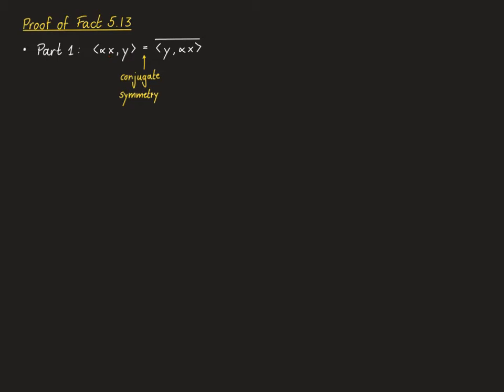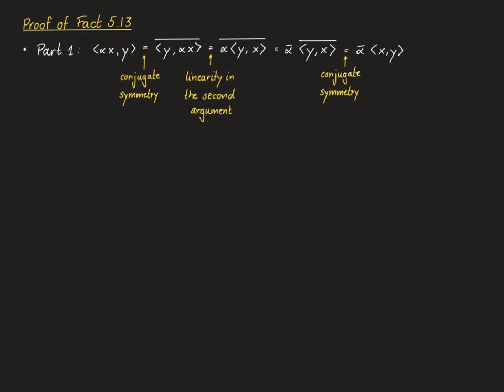and by the property of conjugate symmetry, we can write this as the complex conjugate of the inner product of the vector y with the vector alpha x. Next, we can use linearity in the second argument to pull out the scalar alpha in front of the inner product, and the complex conjugate of this entire expression is of course the same as the complex conjugate of alpha times the complex conjugate of the inner product. And now we use again the property of conjugate symmetry for the inner product to obtain that this is equal to alpha bar times the inner product of x with y.